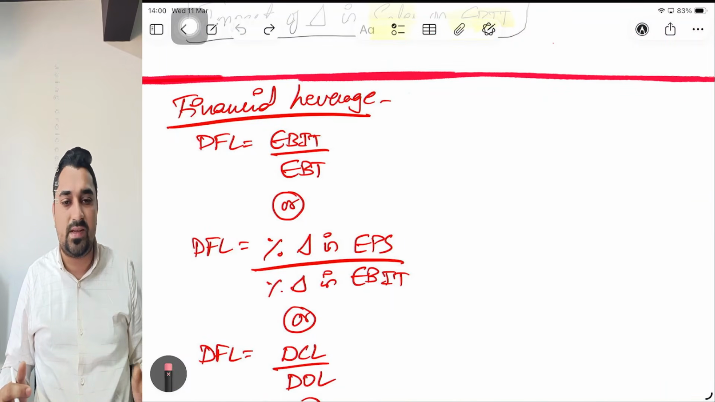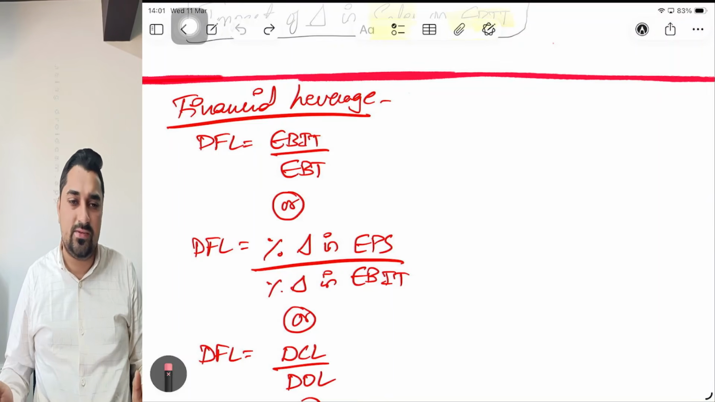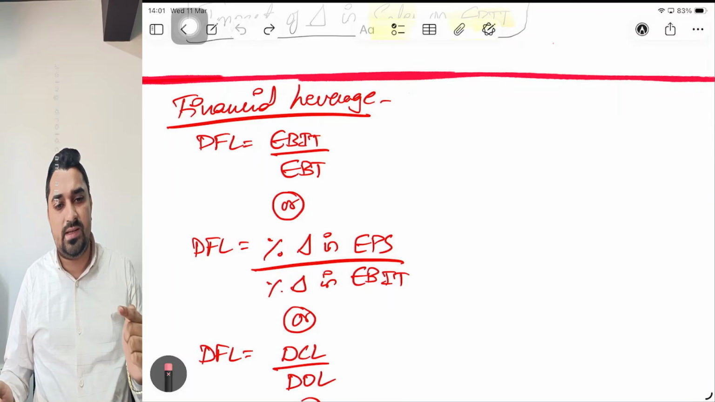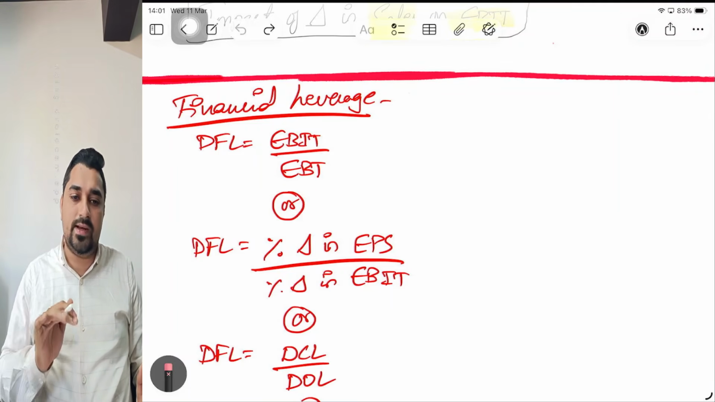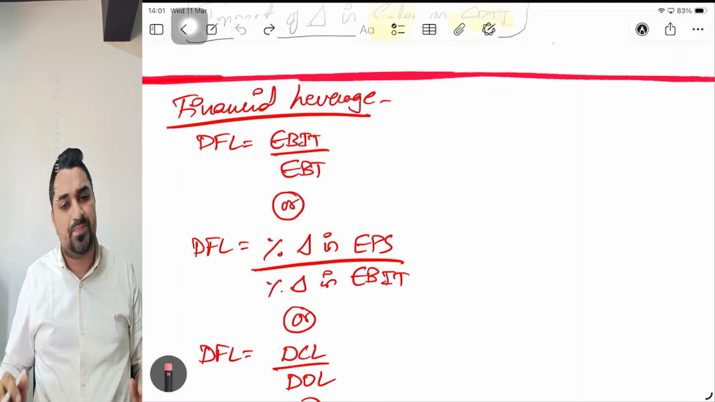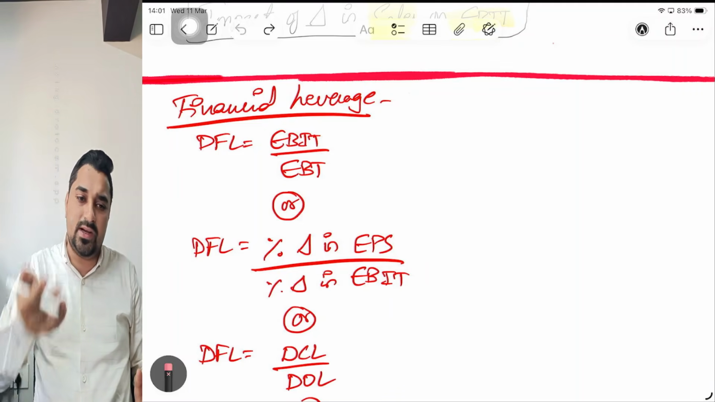The second formula: percentage change in EPS divided by percentage change in EBIT. Again, what does financial leverage measure? It measures the impact of change in EBIT on EPS. So 1% change in EBIT will lead to how much percent change in EPS? Sir, how to remember numerator, denominator? Simple. What is dependent on what? My EPS is dependent on EBIT, or my EBIT is dependent on EPS? Answer is simple. My EPS is dependent on EBIT.